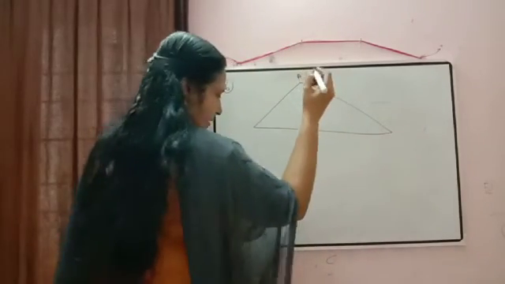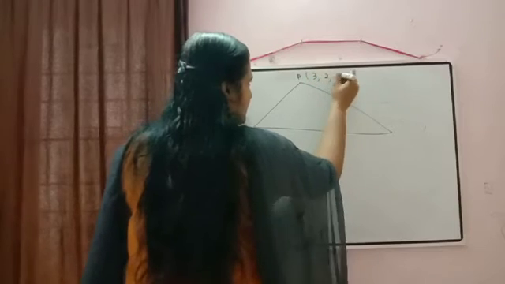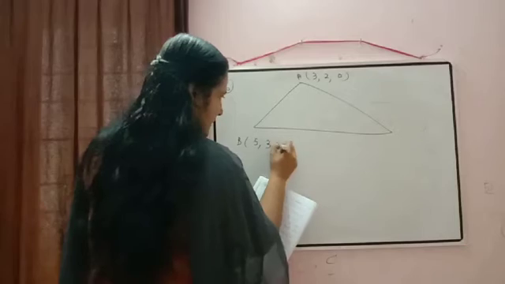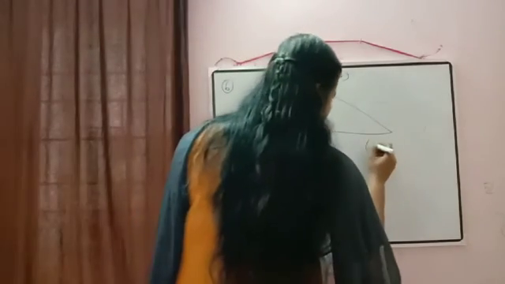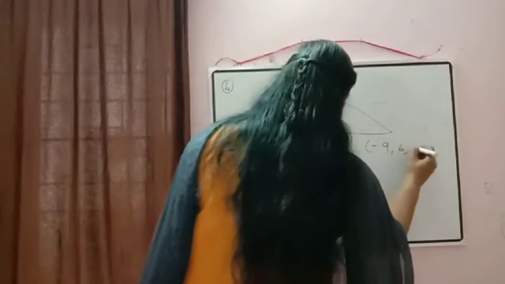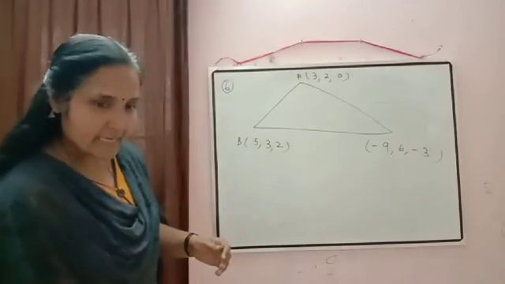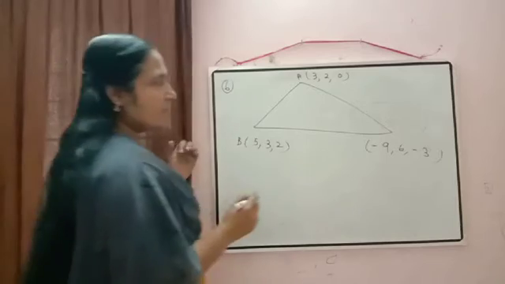Coordinate of A is 3, 2, 0. Coordinate of B is given 5, 3, 2. Coordinate of C is given -9, 6, -3. Find the length of the medians. Length of the medians we have to calculate.